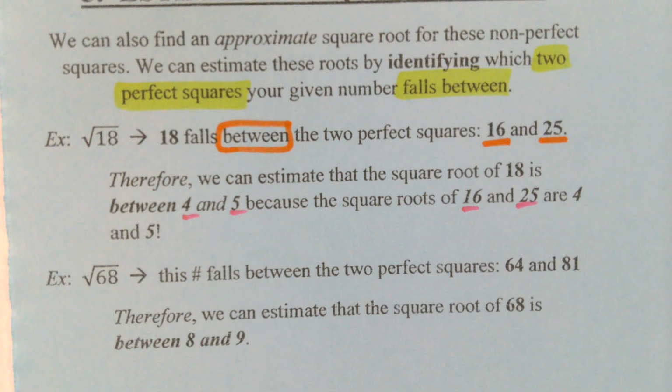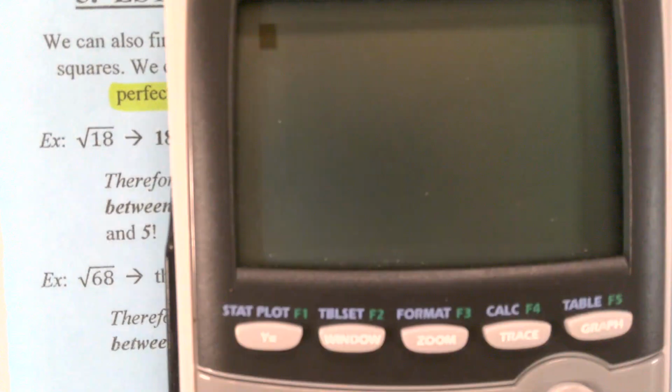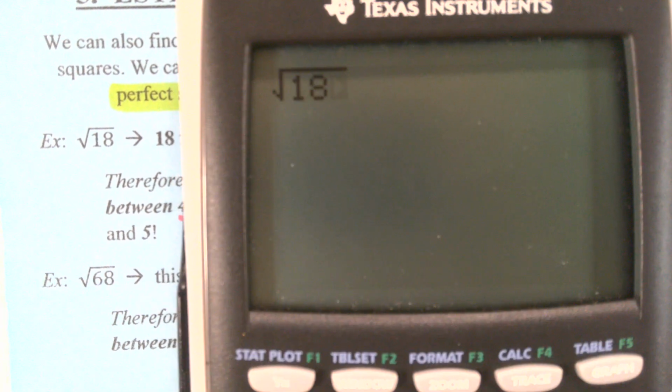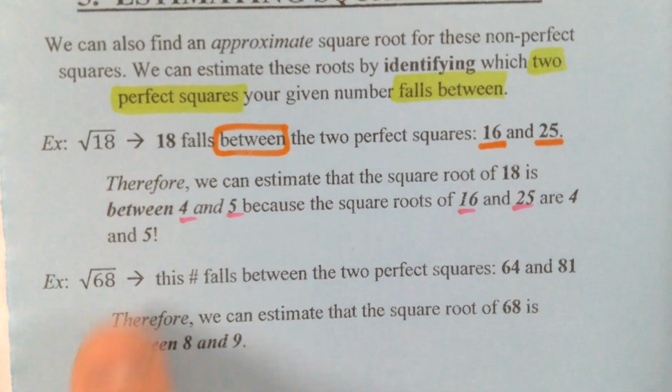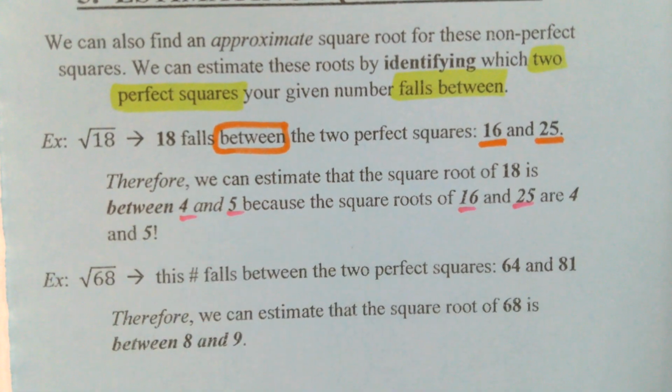Just like I mentioned, we can verify on the calculator that the square root of 18 is in fact in between 4 and 5. Just like that. Right? But we don't want to mess with all those decimals. We just need an approximate or an estimate. Somewhere between 4 and 5.